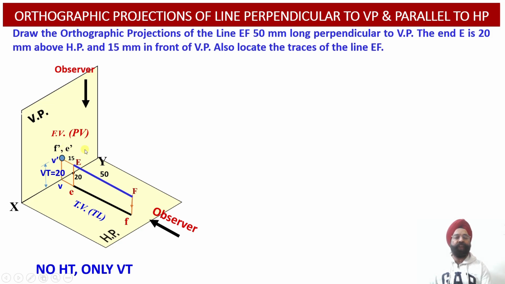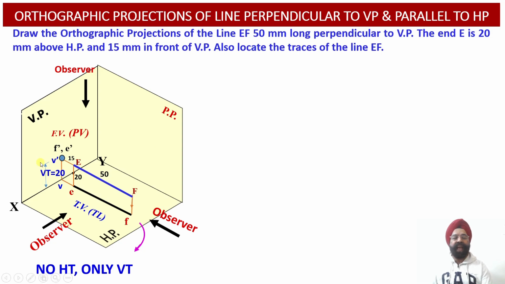Now we have drawn the front view, the top view projection, as well as the vertical trace. Now let us proceed with the construction of the left hand side view projection of this particular line EF. Whenever the observer looks at this line from the left hand side, the projections of this line will be obtained on the profile plane, which is located on the right hand side over here. Since this line is parallel to the horizontal plane, it will in turn be parallel to the profile plane as well.